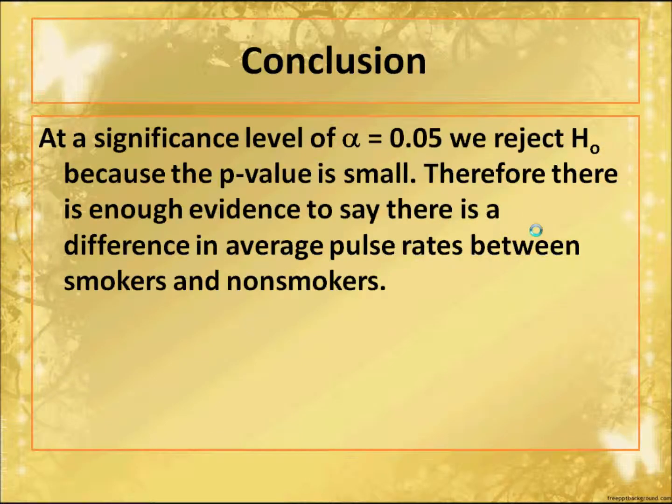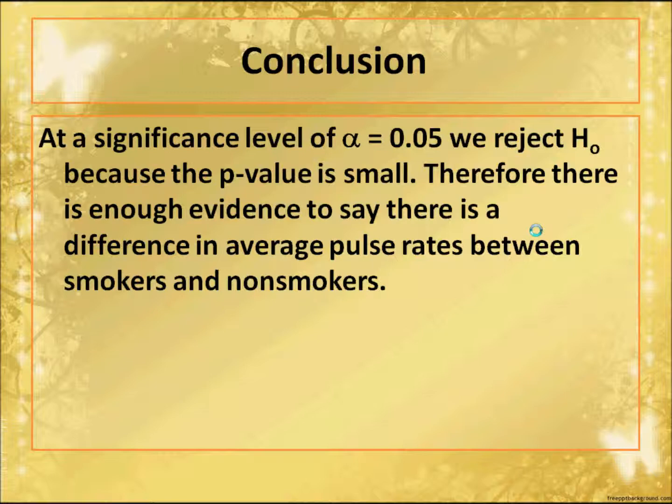Now I can write my conclusion. At a significance level of alpha equals 0.05, we reject H0 because the p-value is small. Therefore, there is enough evidence to say there is a difference in the average pulse rates between smokers and non-smokers. So here we finished our hypothesis test and came to our conclusion.